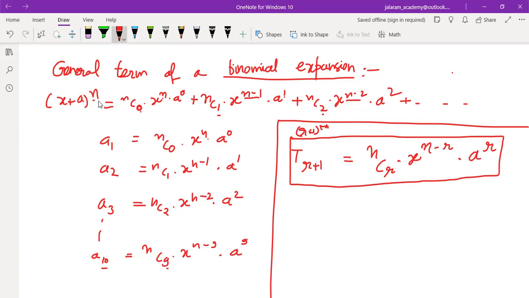So this time we will not find the nth term. Instead, we will find the rth term. But in the rth term also, the suffix and powers will be disturbed. So if we find the (r+1)th term, it will be very easy to compare it with the other terms. So if we have to find the 10th term, we will take r equals 9. So T10 will be obtained. The (r+1)th term of (x + a)^n is T(r+1) equals nCr x^(n-r) a^r.